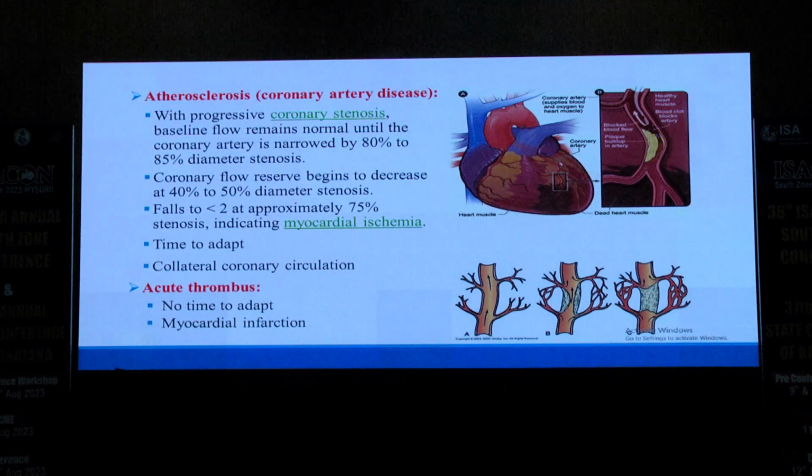Since it's a chronic process, the myocardium has the time to adapt by developing the coronary collateral circulation so that the blood flow distal to the stenosis is maintained. But this is not the case in cases of acute thrombus or emboli, where there is a sudden occlusion of the blood supply to the muscle fibers, causing myocardial infarction.